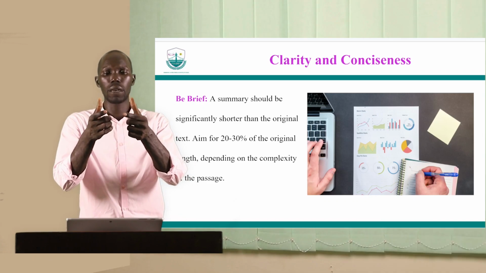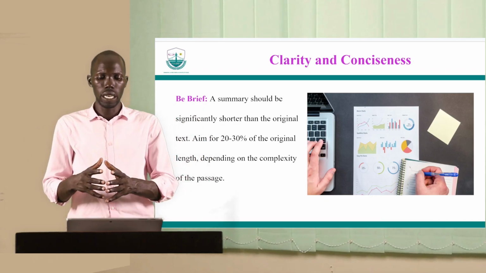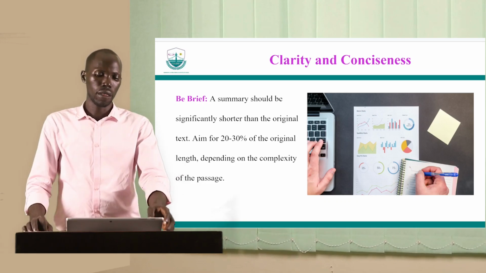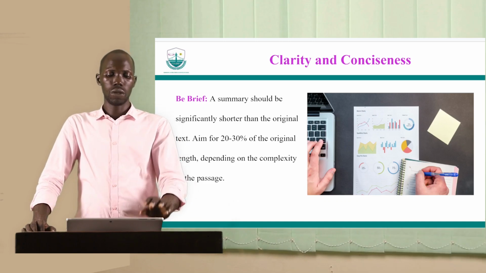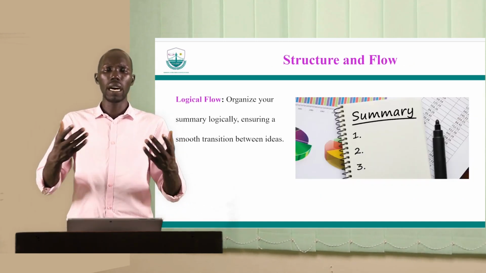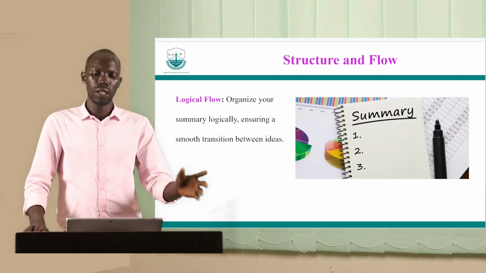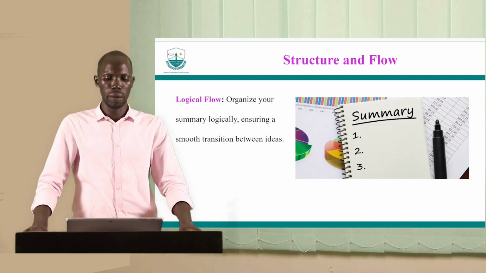Summary is said to be a condensed version of an original text. Condensing means you're reducing. So you should also be brief, be within the word count that the examiner requires you to write in. And then some other important point is, how do you structure your summary? And what kind of flow is expected in your summary?